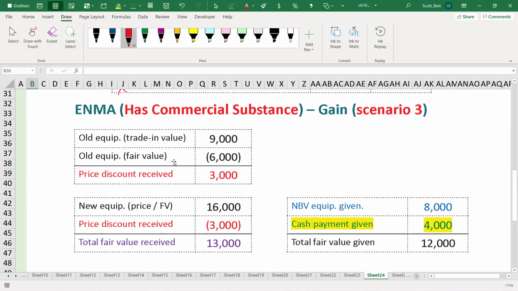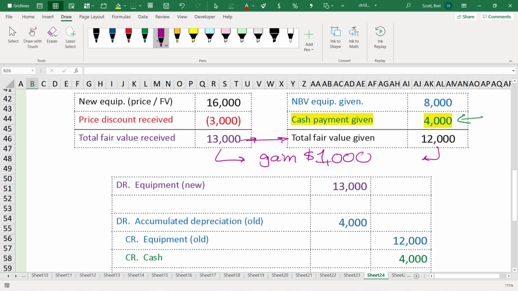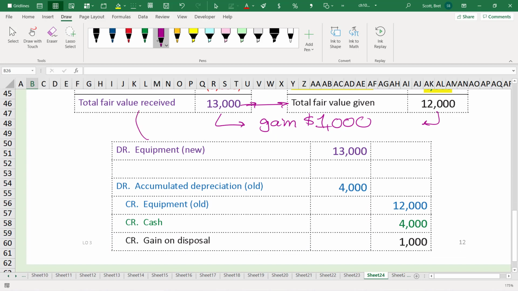Down below, I look at scenario number 3. In scenario number 3, I reduce the cash now, down to $4,000. It was $7,000. Previous example was $5,000. Now I'm simply saying, I'll give you my equipment and another $4,000. If that's the case, when I compare the fair value received with the overall fair value given, I can see in this case that I actually have a gain of $1,000. Not too bad.